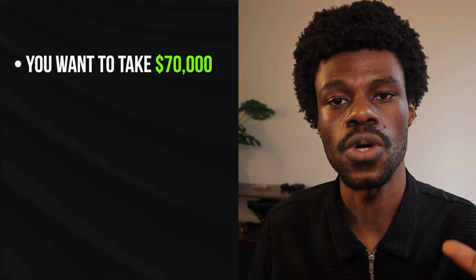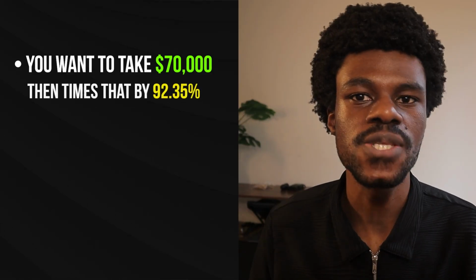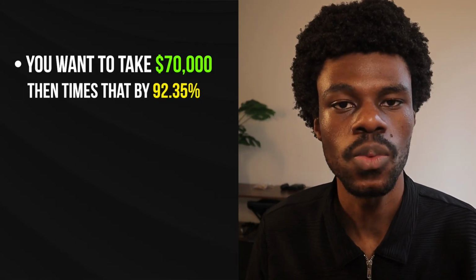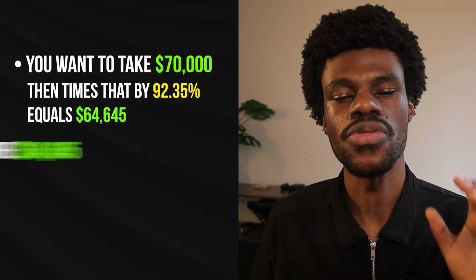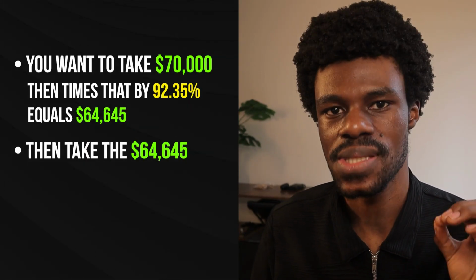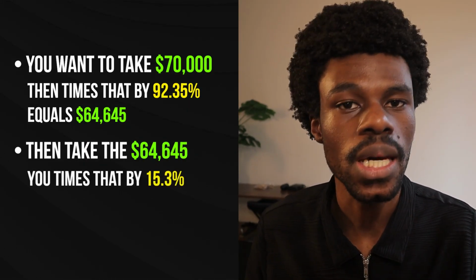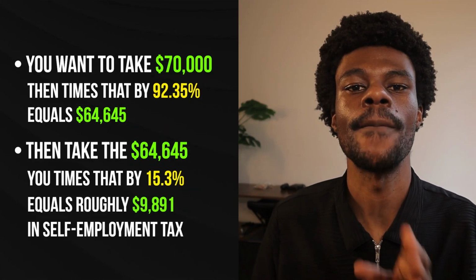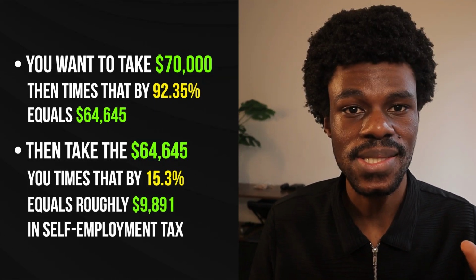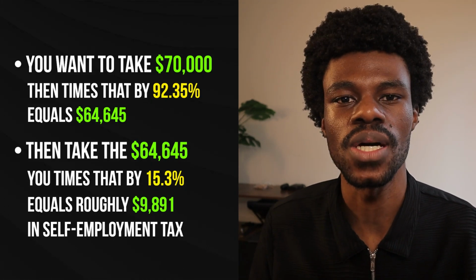So if your Schedule C form shows $70,000 in net profit, you want to take $70,000, then multiply that by 92.35%, which will equal $64,645. You then take the $64,645 and you multiply it by 15.3%, which will equal roughly your self-employment tax, which in this case will be $9,891. Now, that's a real number and it hits quite hard the first time you see it.